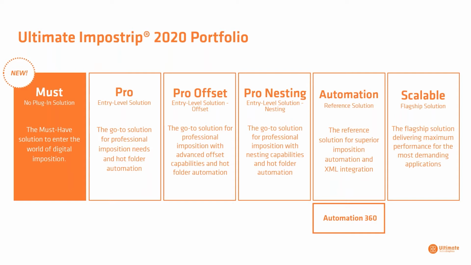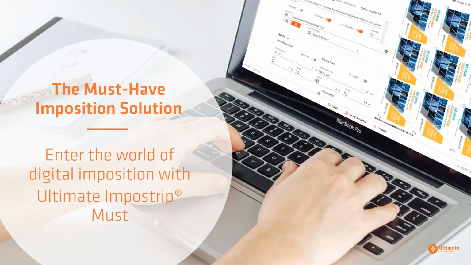It's a no plugin solution, meaning you don't require Acrobat or anything else. It is completely standalone with its own PDF library. As the name says, it is a must-have to generate print-ready files for any printing devices. This is a RIP independent solution. Because it's a must-have, it's also a good entry point to generate your print-ready files for digital printing devices and for offset. It's very easy to use, as you'll see today. The user interface is part of our Ultimate ImpoStrip series, so it's very easy to navigate through the functionalities of the solution.